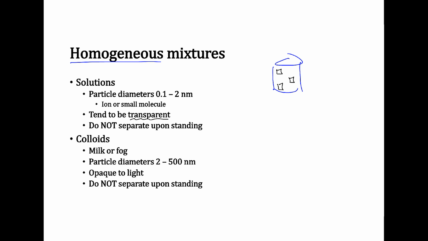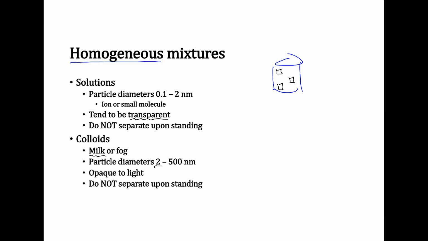Whereas with a colloid, we think about that as being more like milk or fog. And if you were to shine a light on a colloid, due to the larger diameters of the particles, it's more opaque to light. And this means that if you shine a light on it, it seems more hazy.